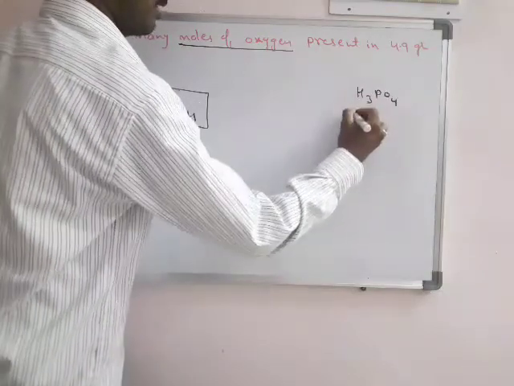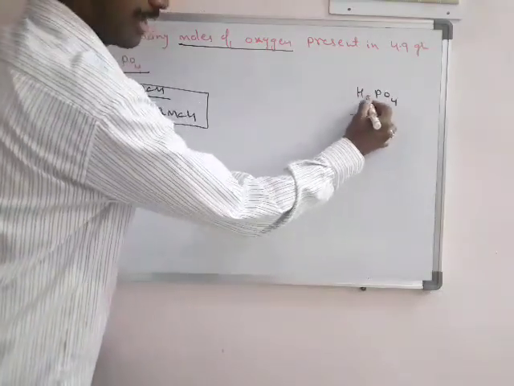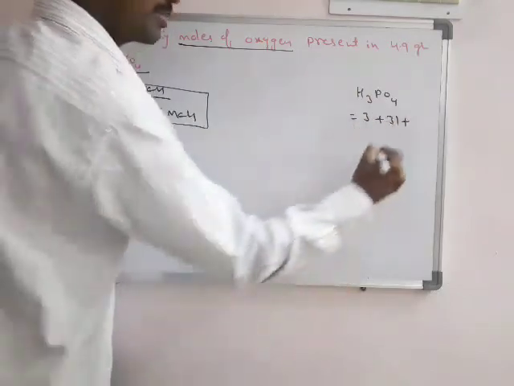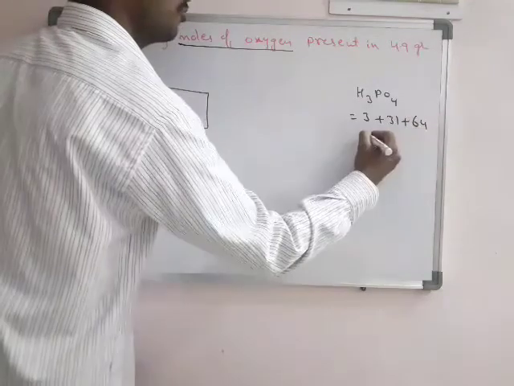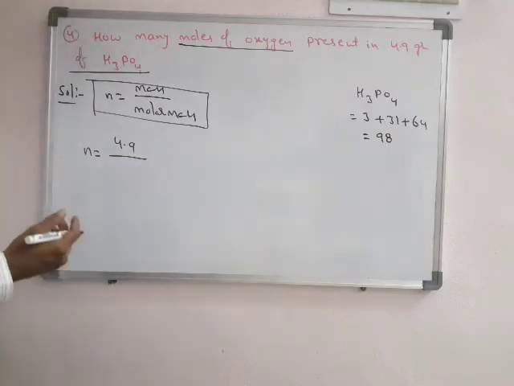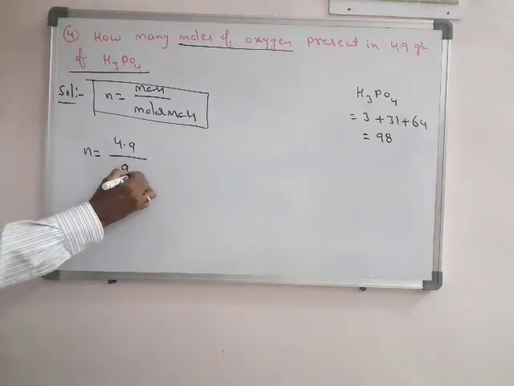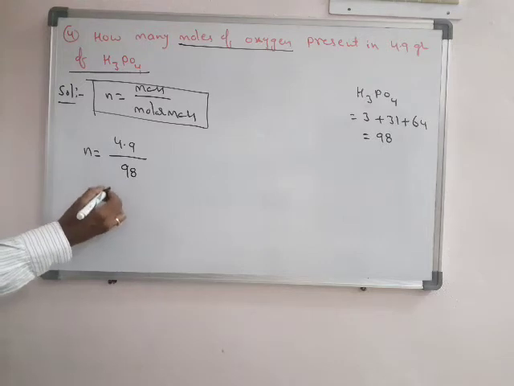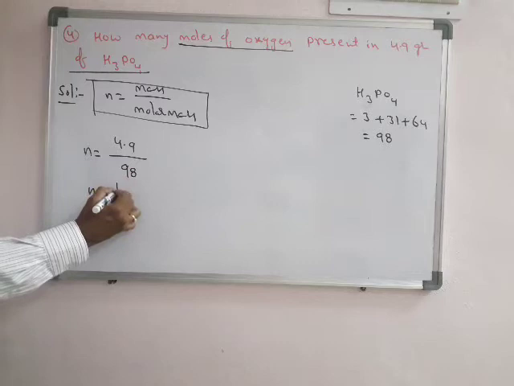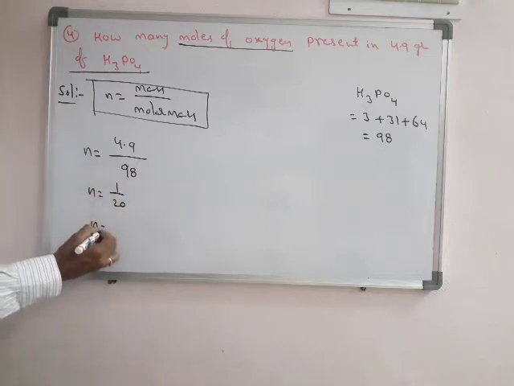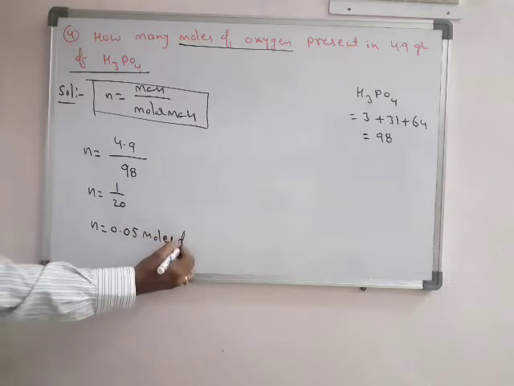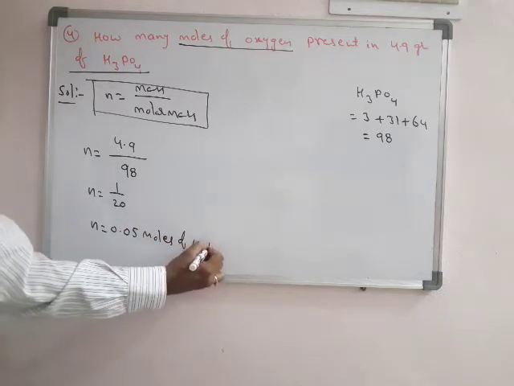What is the molecular mass of H3PO4? You must remember these molecular weights. So 3 hydrogens is 3, phosphorus how much? 31. 4 oxygens, each oxygen carries 16, that is 64. That is 98. It is exactly equal to the molecular weight of H2SO4. So n equals how much will you get? 49 by 10, again 1 by 20, that is equal to 0.05 moles.